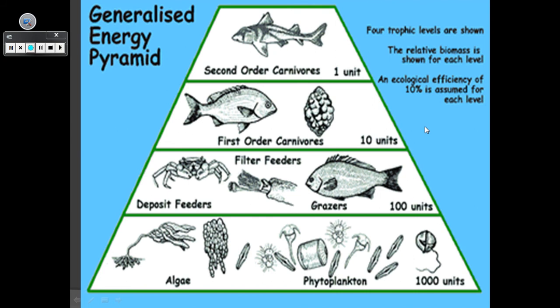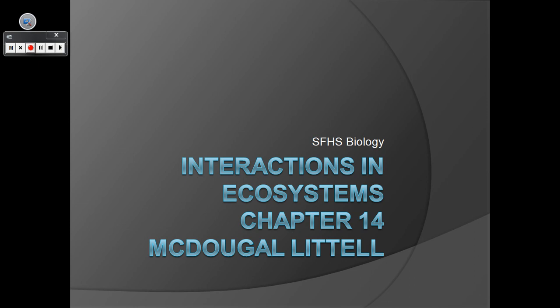If you go up to the first order carnivores, which eat the filter feeders, they only have 10 units. And then the second order carnivores only have 1 unit. So an ecological efficiency of 10% is assumed for each level. That is going to be the magic number. And that is as far as we're going to go in our notes.